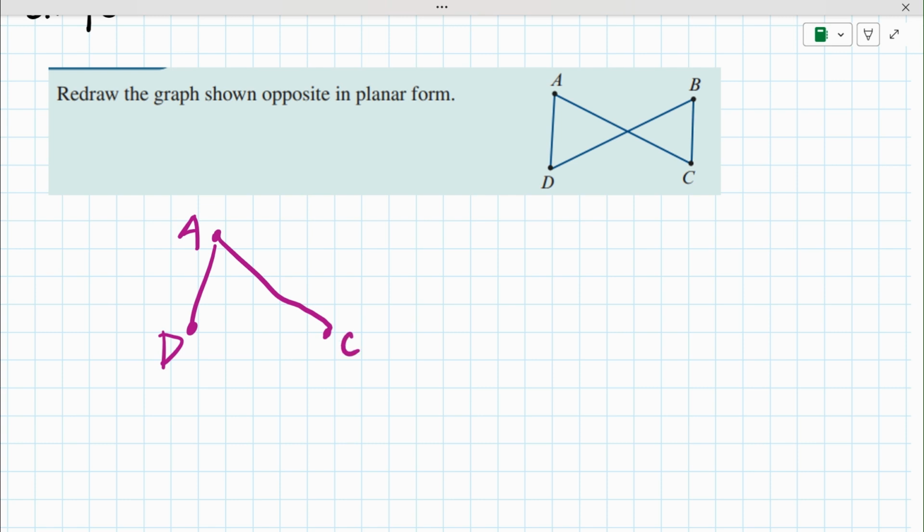So that's C. But here is B, which has to connect with D. How do we do this? We can replace the edge D to B with a curved line to avoid intersecting the other straight edges. So we can do it that way and connect D. Because B and C are connected as well, that's the final part. That means we have avoided the intersecting lines. Hopefully that makes sense.